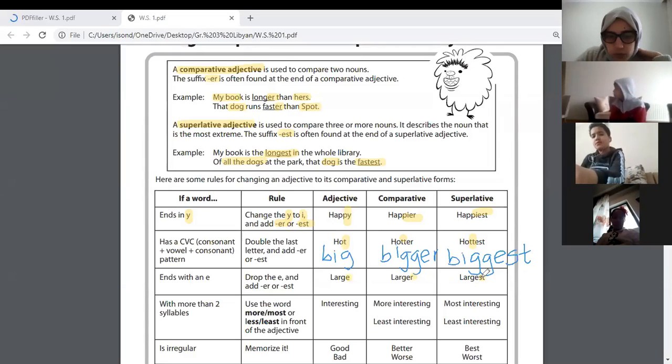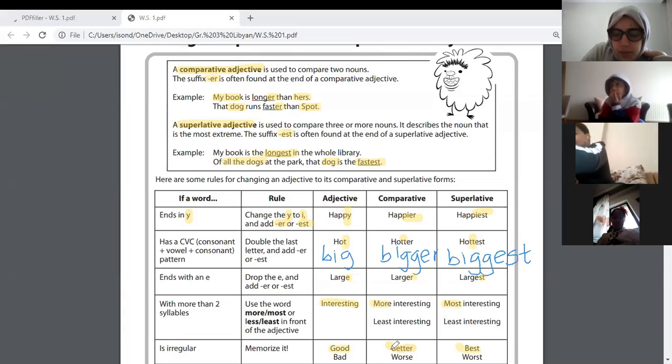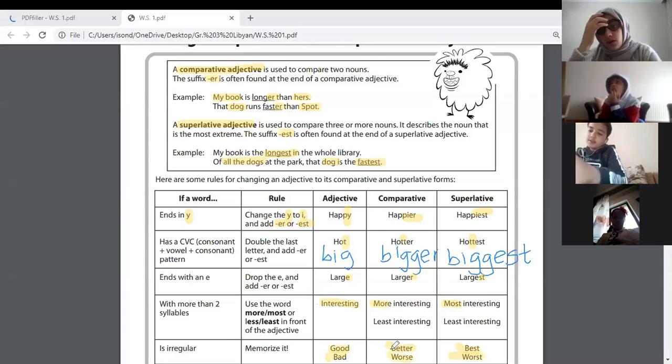When we have a big word like interesting, we have to say more or most. We can't add ER or EST when we have a big word. And if you guys remember, good becomes better, and then better becomes best, bad, worse, and worst. So these are the words that we need to remember because the last ones are irregular. They have no rules. Okay? So now we're going to do a few examples together.